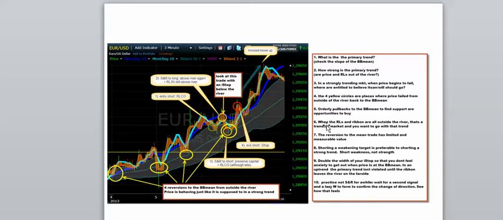Number 6, when the regression lines and the price ribbon are all outside the river, that's a trending market, and you want to be in the direction of that trend. And you can see when all that is out, the river looks clear and it's flowing. That's a strong trend. That's the direction you want to be trading in.